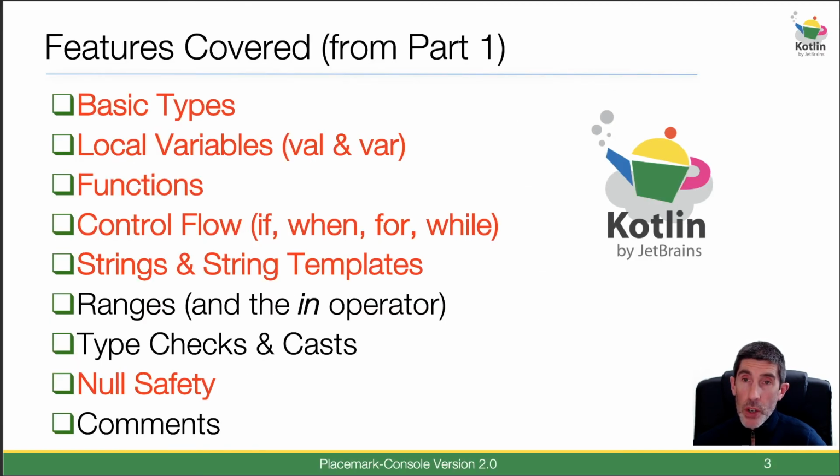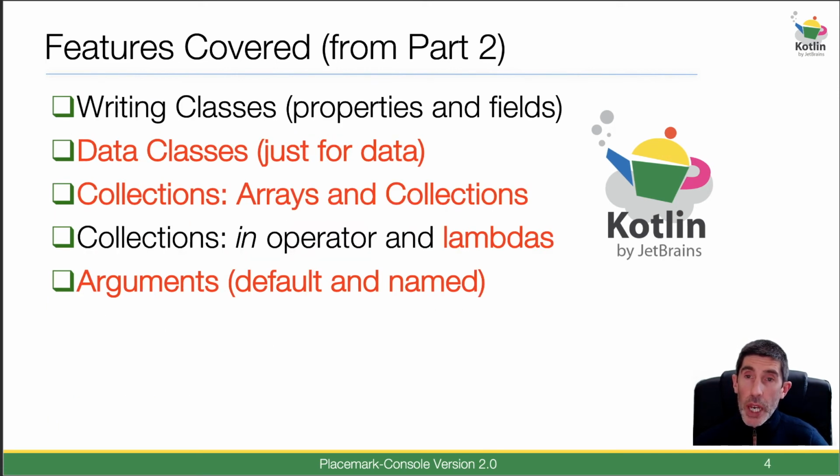If we look at the features that we covered from part 1, there are still basic types, variables, strings and templates, and a bit of null safety going on. But also we have our data classes. We haven't really looked at arrays and collections yet, so I'll briefly touch on them in this walkthrough, but they are very similar to what you would have done in Java. So hopefully it won't be too confusing for you.